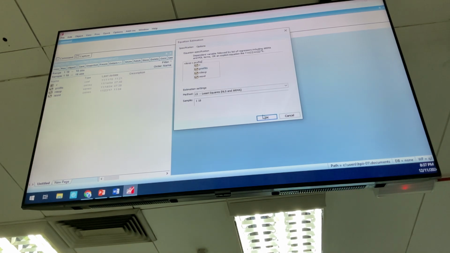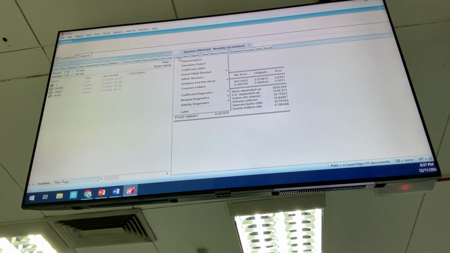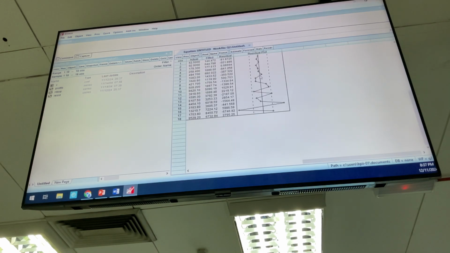So this one, okay. You go to view, actual, fitted, residual table. So you have this actual, fitted y hat, residual. You can see the residual for different values of x. Now you have a larger spread of residuals. The size of the residual is getting bigger.